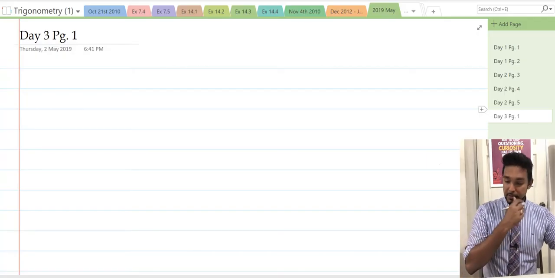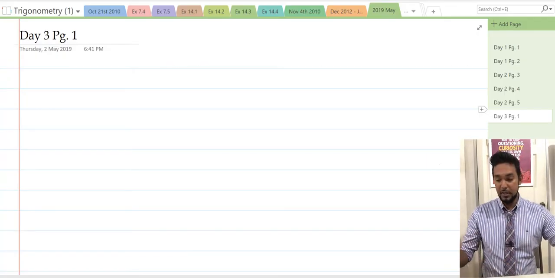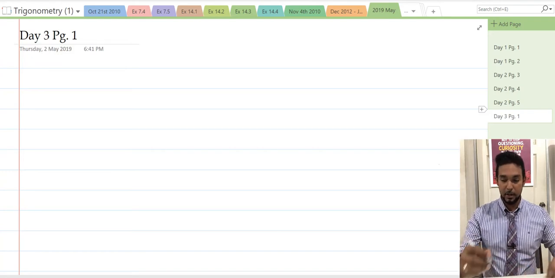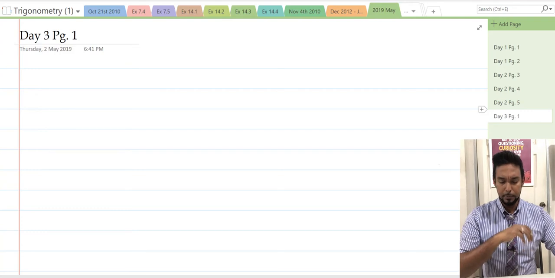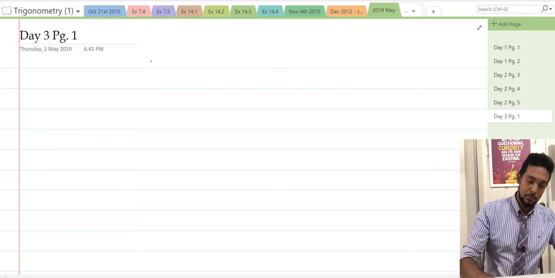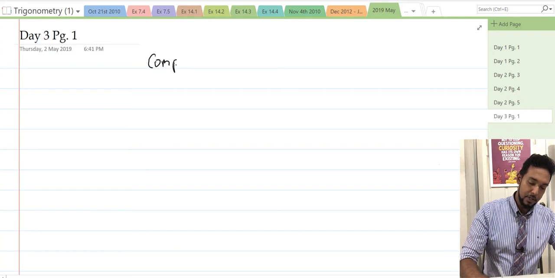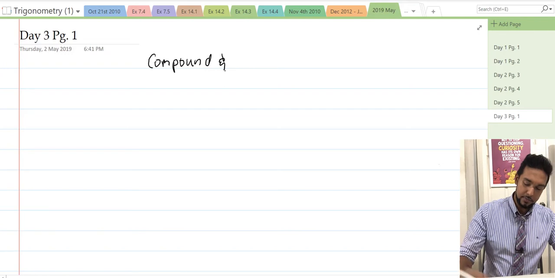All right. Today, what I wanted to do, in looking at the past paper questions, and you all can see those solutions on the Instagram page, I have them done up. We need to also know how to do the compound and multiple angle formulae, and to use those in solving trig identities, right? Compound and multiple angle formulae.